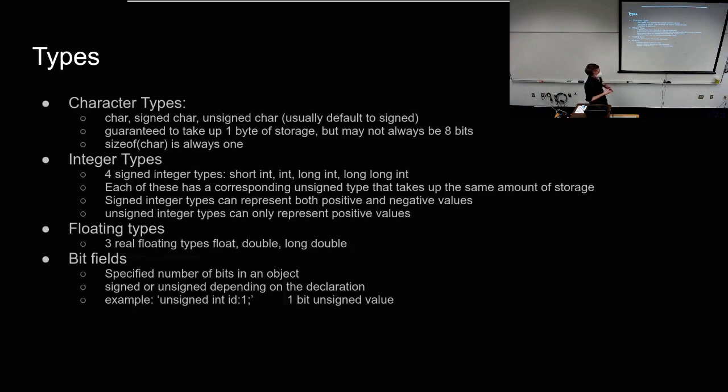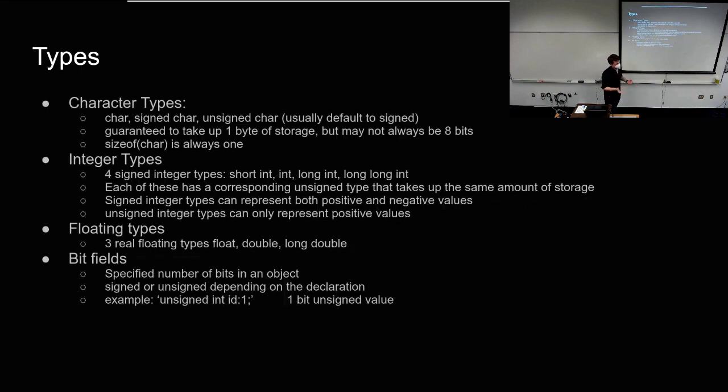So different character types are guaranteed to take up 1 byte of storage. 1 byte of storage does not have to be 8 bits though, but for all intents and purposes, you'll pretty much always see it as 8 bits. And sizeof char is always going to return 1. The integer types, there are 4 main ones: short int, normal int, long int, and long long int. Each of these also has a corresponding unsigned type that takes up the exact same amount of storage.